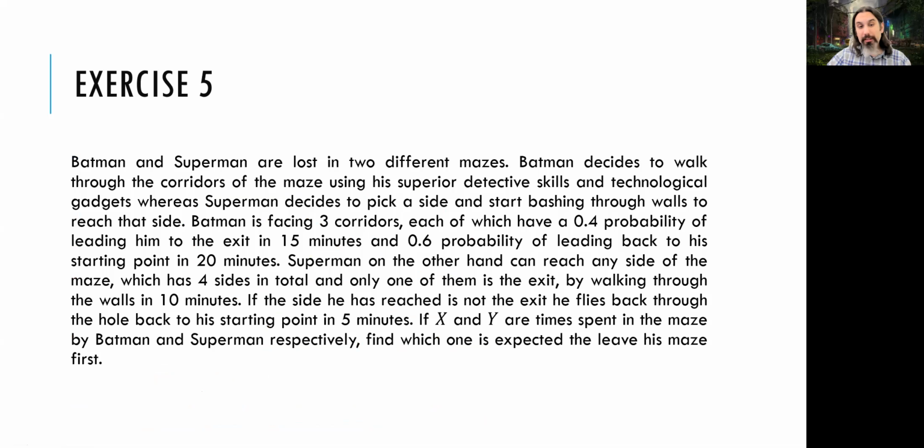Still, Batman is facing three corridors, each of which has a 0.4 probability of leading him to the exit in 15 minutes and 0.6 probability of leading him back to his starting point in 20 minutes. Superman, on the other hand, can reach any side of the maze, which has 4 sides in total, and only one of them is the exit, by walking through the walls in 10 minutes.